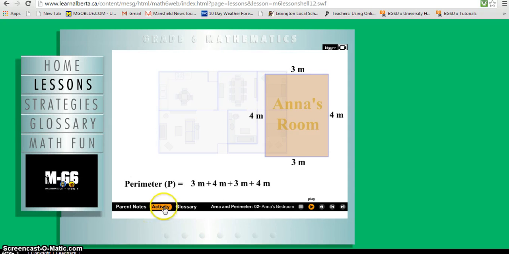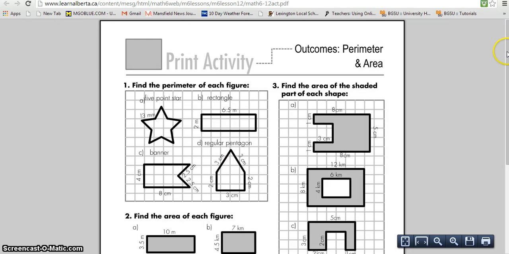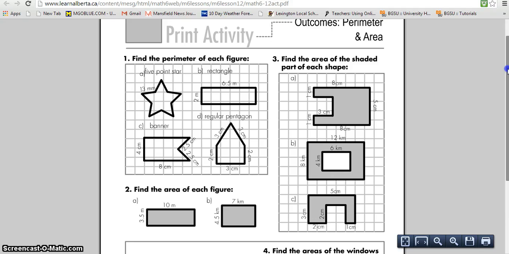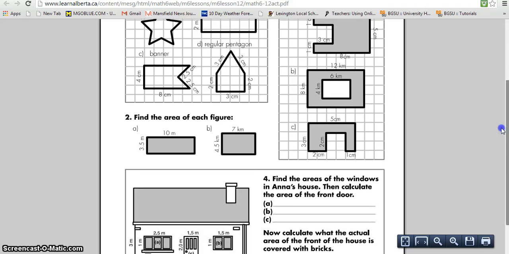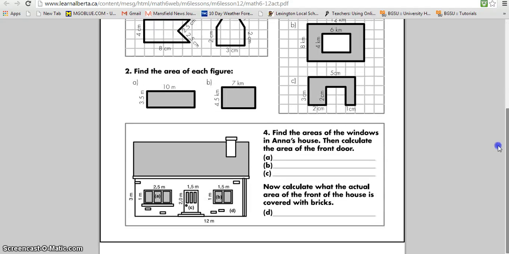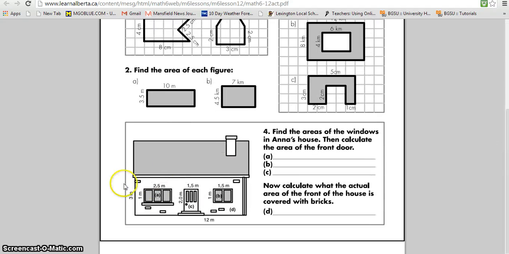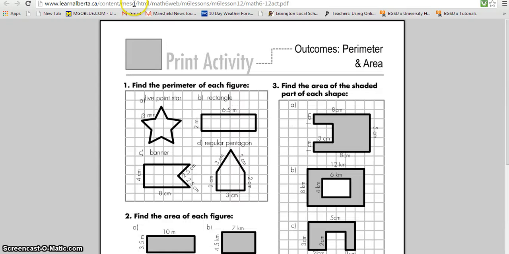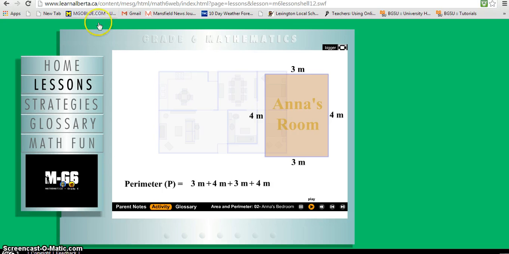So usually with this, there is an activity sheet that you can do after you're done, and it goes over basically everything that it's done. So you would just print this out, and then the kids would do a follow up. So they'd find the perimeter, they would find the area, they'd find areas, and then actually apply it to real life situations that we have here. So that is something that is a lot of fun, and the kids really like it.